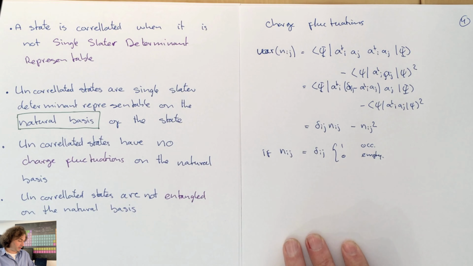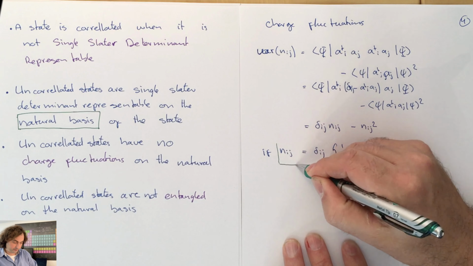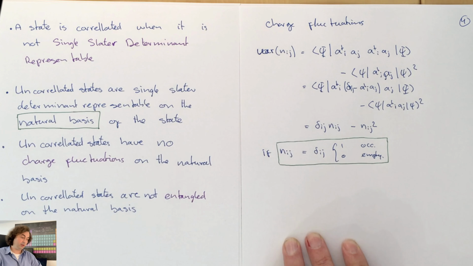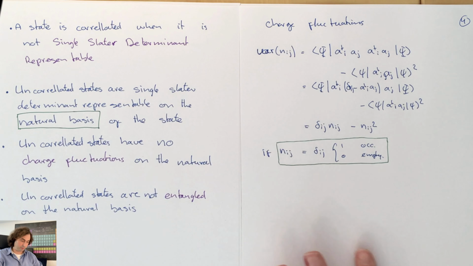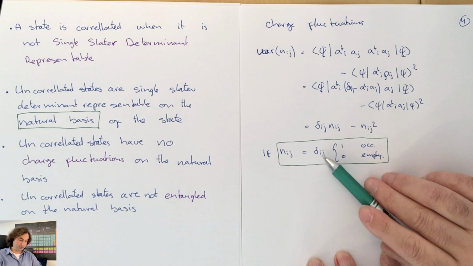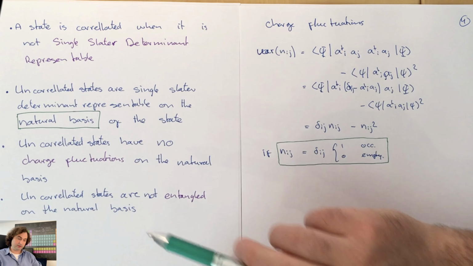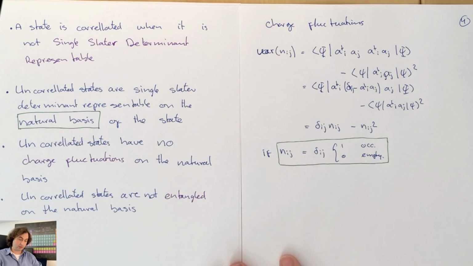Now, this requirement for your density matrix is exactly what we said that we have when we have a single Slater determinant representable state on a natural orbital basis. So on the natural orbital basis, your density matrix is diagonal and the state is single Slater determinant representable, and thus uncorrelated, when the occupations are exactly 1 and 0. Such that we can indeed conclude that uncorrelated states have no charge fluctuations on a natural basis.